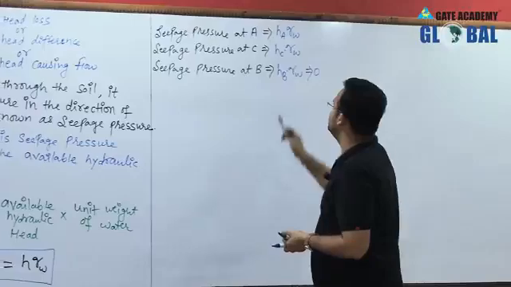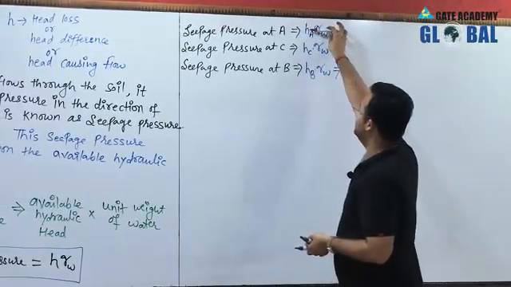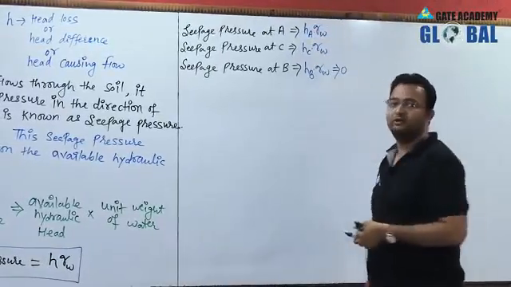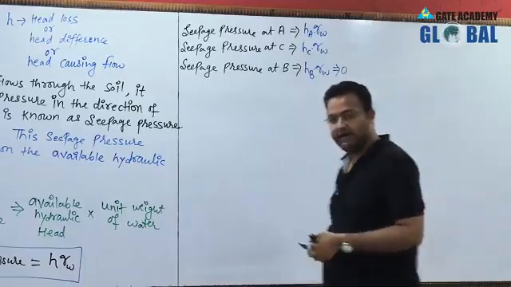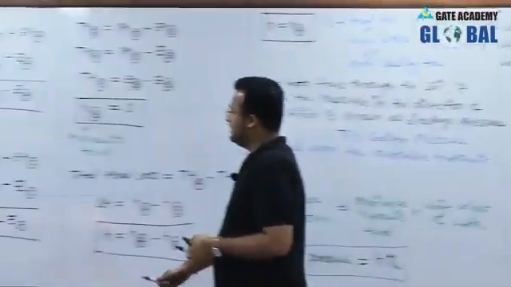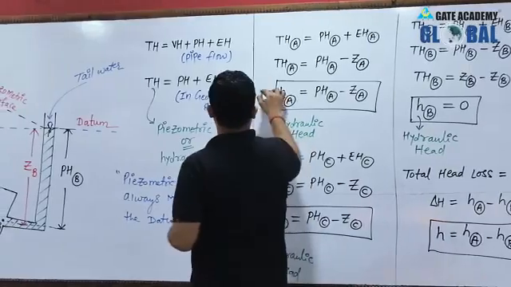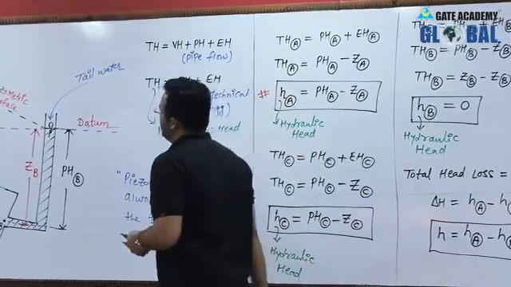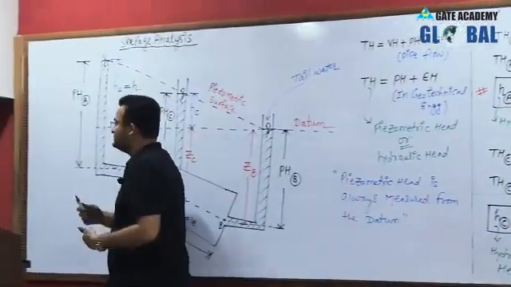And one thing you should notice, which value is higher, HA, HB or HC? What is the available head? The maximum available head you will find at the starting point of the flow, because full energy is available.